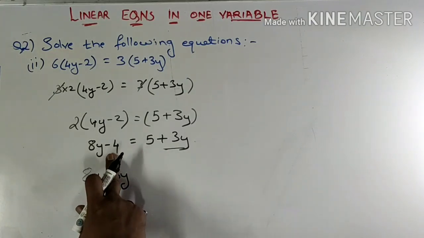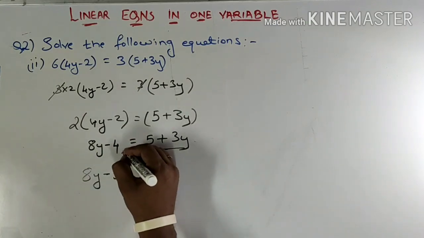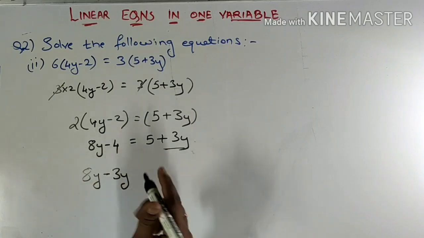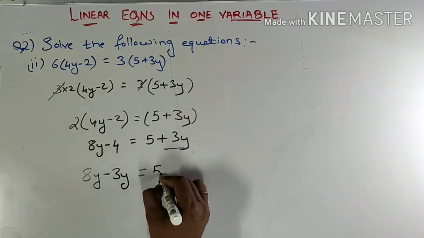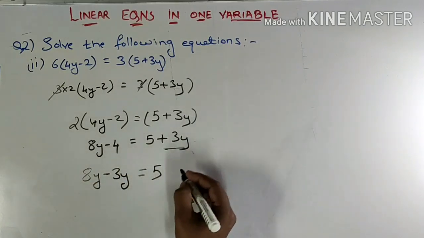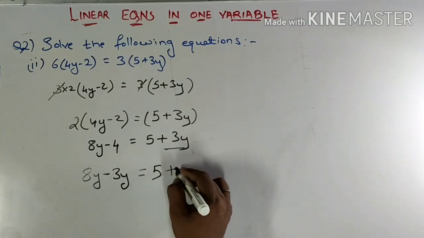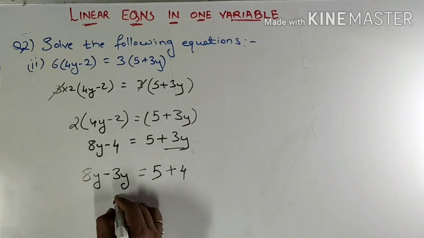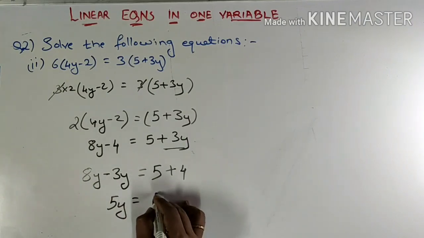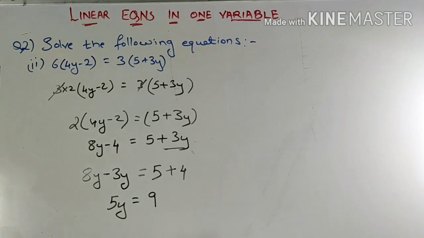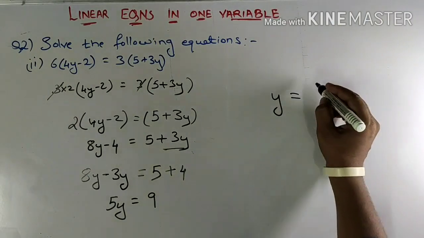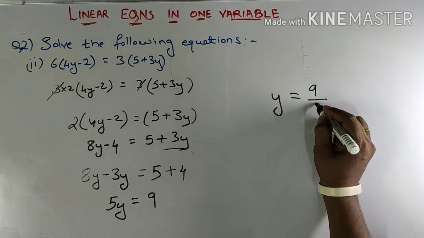I want to get rid of this minus 4. So I'll have to add 4 on both the sides, right? So adding 4, minus 4 plus 4 gives you 0. Over here 5, 3y and minus 3y gone. We have added 4, so we are left with this. 8y minus 3y is 5y is equal to 9. Therefore, y is equal to, dividing both the sides by 5 gives me 9 by 5.